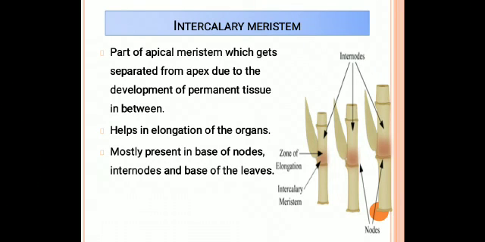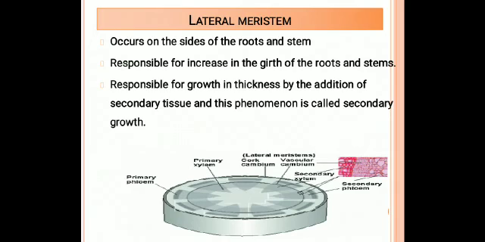Then the next one is the lateral meristem. Lateral meristem occurs on the sides of the root and stem, and it is responsible for the increase in the girth. What do you mean by girth? Girth means diameter, the round structure. It is the increase in the diameter of the root and stem.